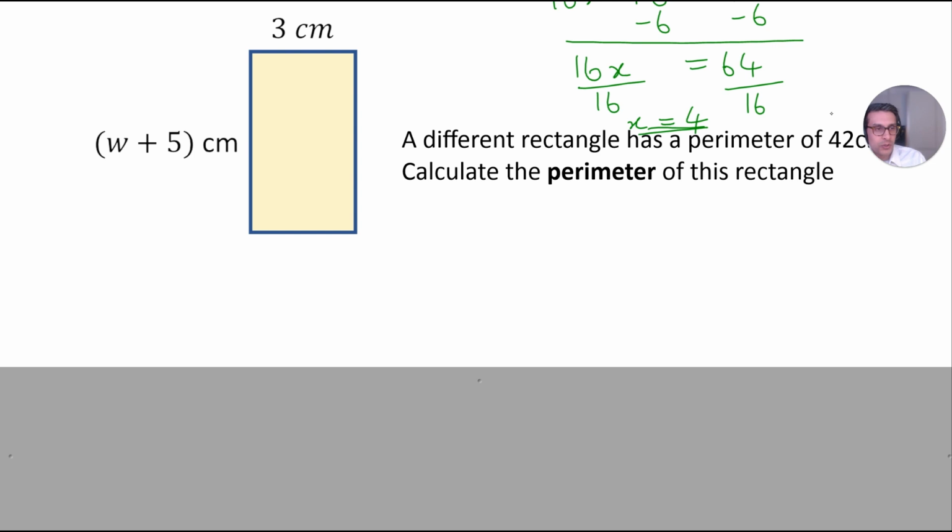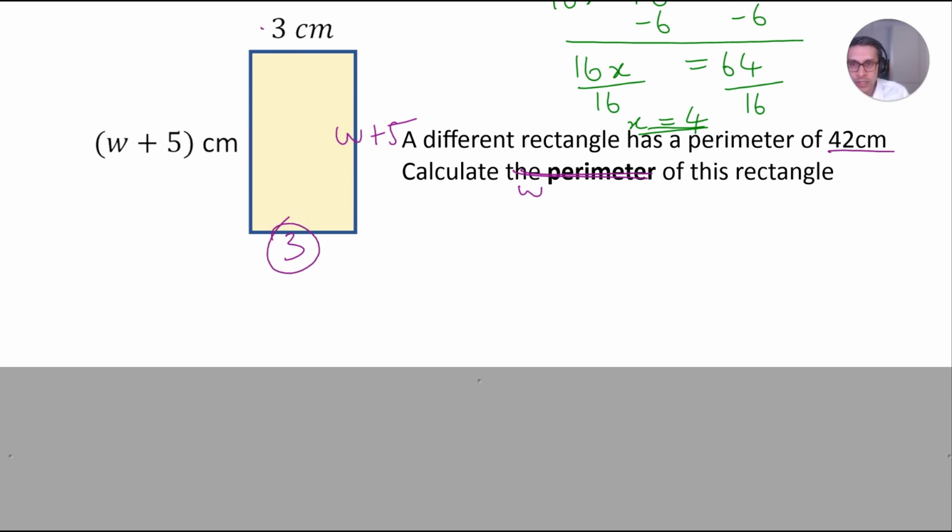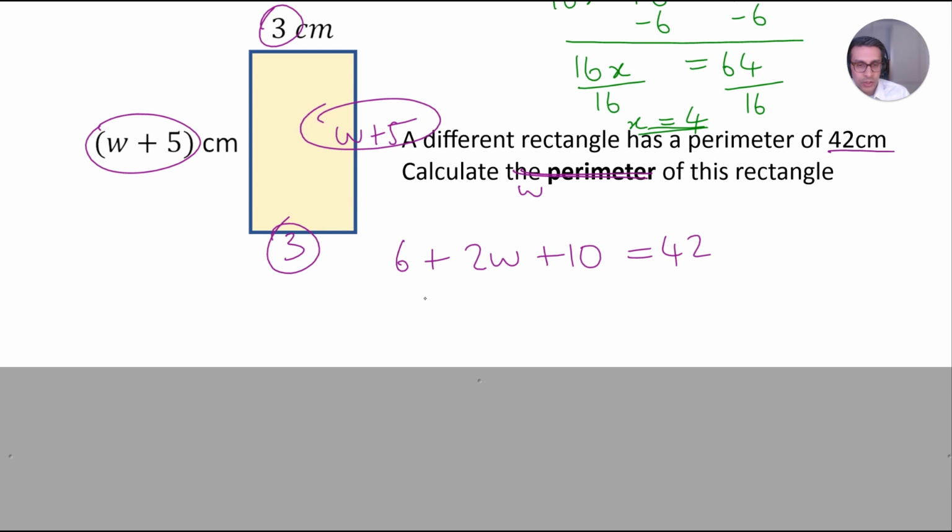So a different rectangle has a perimeter of 42. What's the perimeter? I think this should say calculate the value of W, not the perimeter, because it's already given to you. So this would be 3, this would be W plus 5. So we'll make an equation from this. So we're adding 3 and 3, so that's going to give you 6. W plus 5 and W plus 5 is going to be 2W plus 10. That's going to equal 42. So 2W plus 16 equals 42.